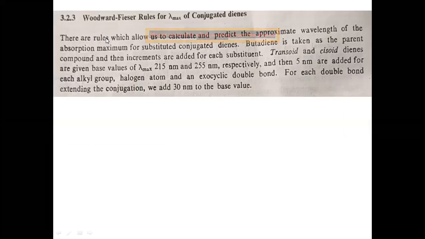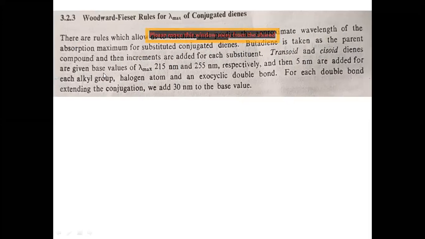These are the rules which are used to calculate and predict the lambda max, the approximate wavelength of the absorption maxima for substituted conjugated dienes. For dienes which are conjugated and substituted, lambda max is calculated by using these rules. Butadiene is taken as the parent compound, and then increments are added for each substituent. There are two types of diene, transoid and cisoid dienes.